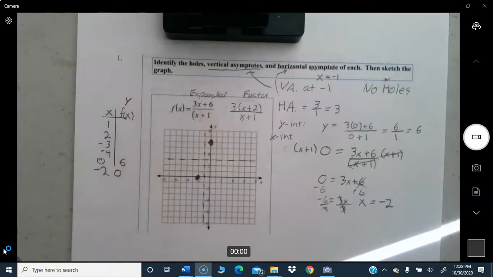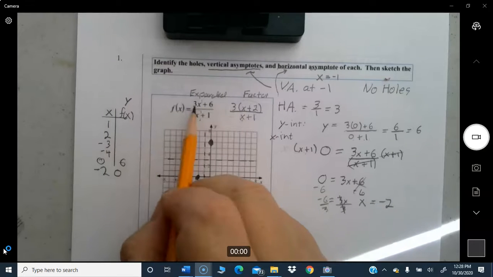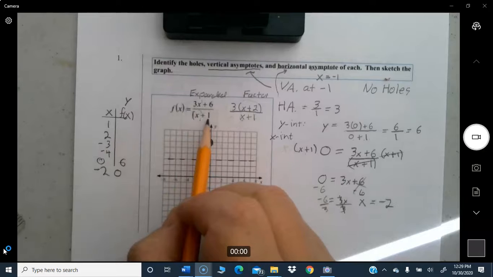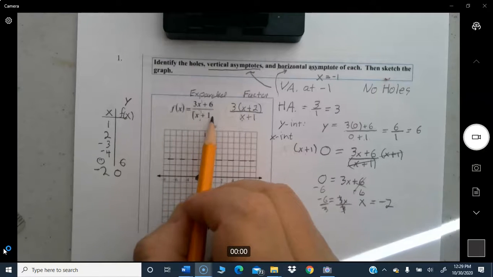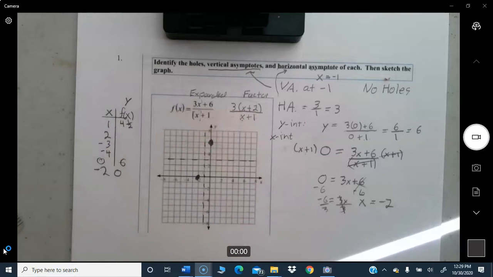Okay, and I'm going to kind of do these in my head. You can do them on a calculator. So if I put a 1 in here, I get 3 times 1 is 3 plus 6 is 9. 1 plus 1 is 2, so I have 9 over 2. That's 4.5. I'll write it in fraction form. I could write 4.5.